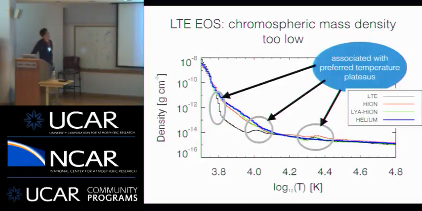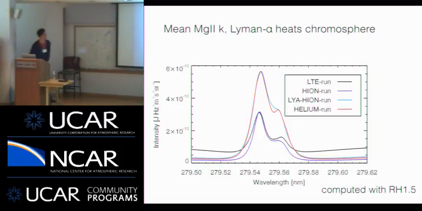So this has consequences also for how the mass density is distributed in various temperature ranges. I think I'm just going to show this one. I computed the magnesium spectra from all the 4 simulations. It's only a 6-minute time span, and I computed the mean of the K line. So 2 of the profiles here stick out. It's these 2, which are the Lyman alpha H-ion run and the helium run. I attribute the higher intensity in these 2 runs to Lyman alpha heating, both heating and cooling in the chromosphere.